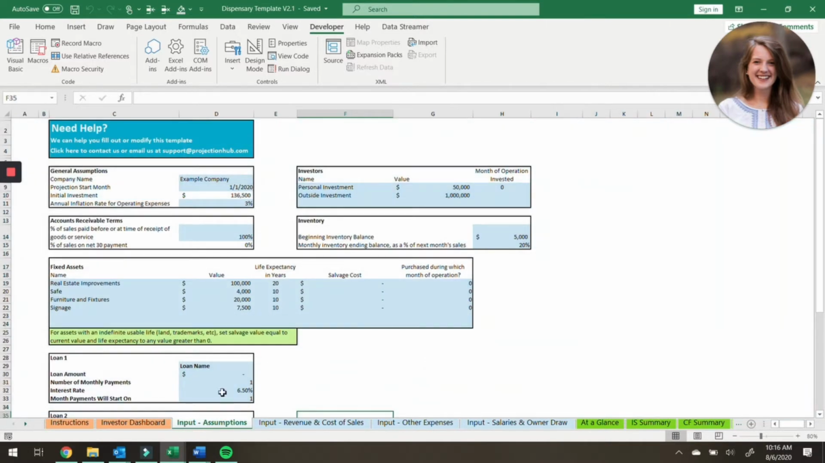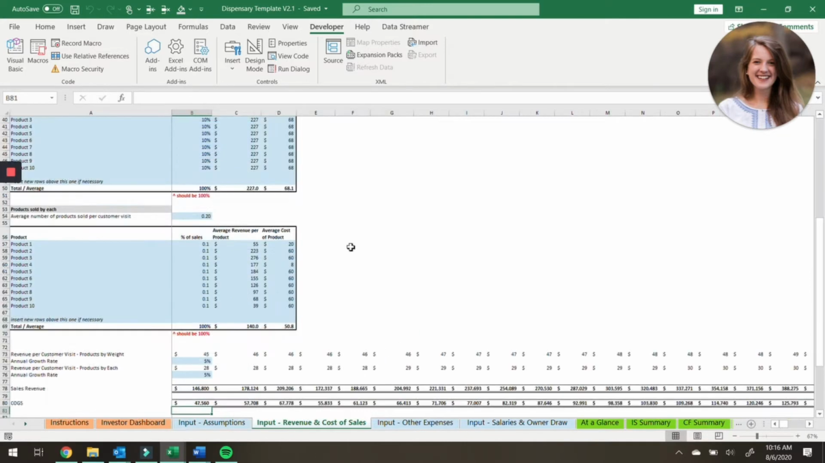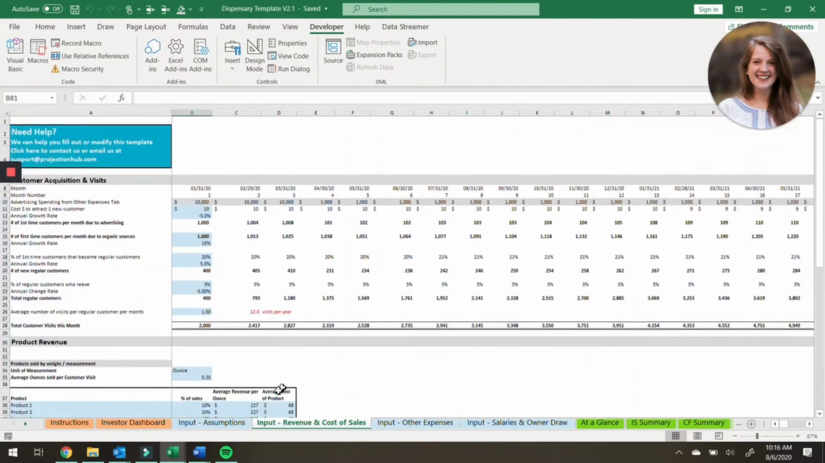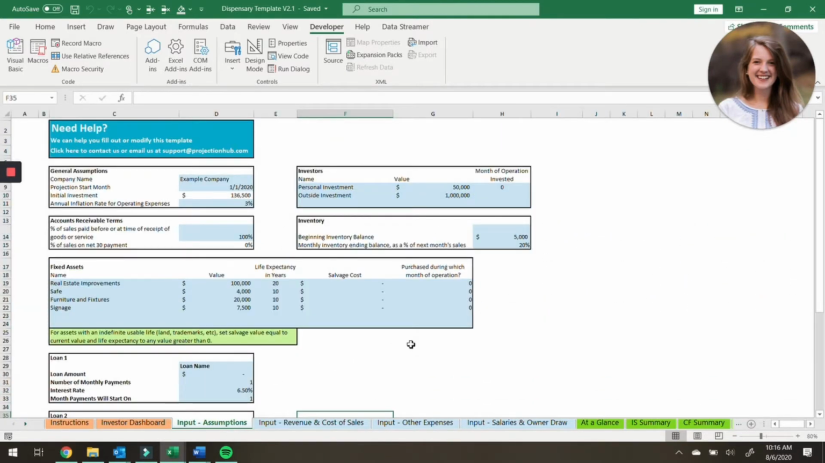I'm going to get started on the Input Assumptions tab, and then I'll backtrack to the Investor Dashboard at the end. This template is good for any business that's opening some type of dispensary, whether that's cannabis or CBD or just any other sort of product that's sold by the unit of measurement. Let's start on the Input Assumptions tab.